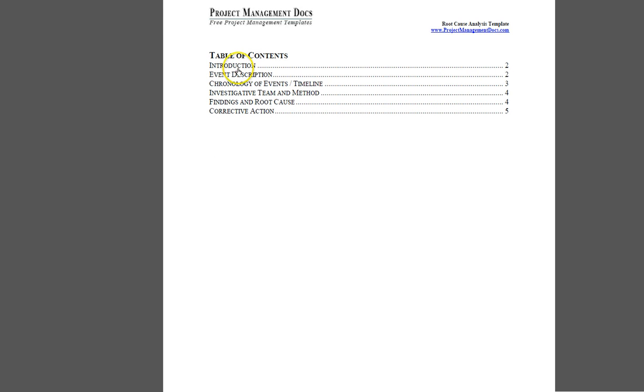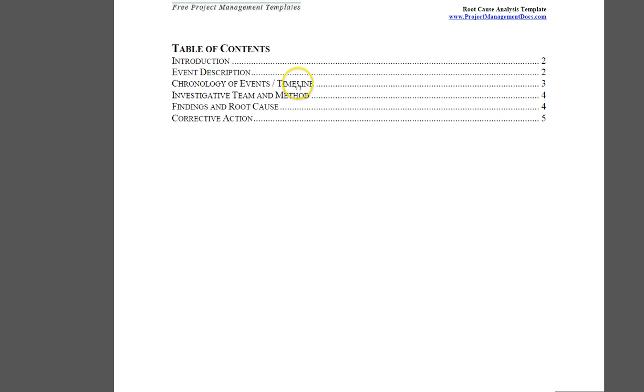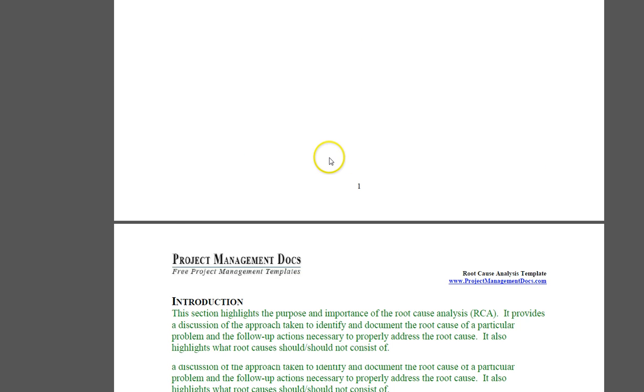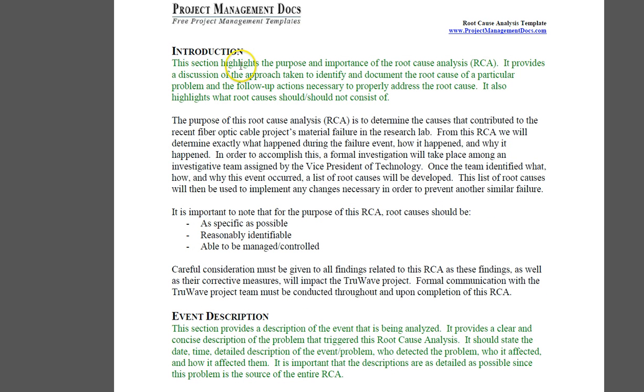So the description of the root cause, the chronology of events or timeline of when the cause happened, the investigation team that is part of investigating the root cause, and then the findings and the corrective action that will be taken to fix the root cause. So this section highlights the purpose and importance of the root cause analysis.